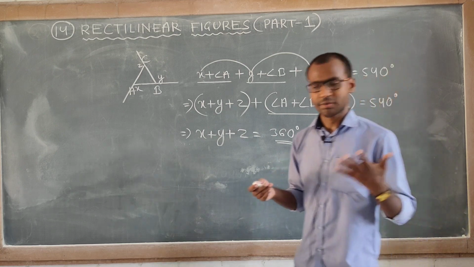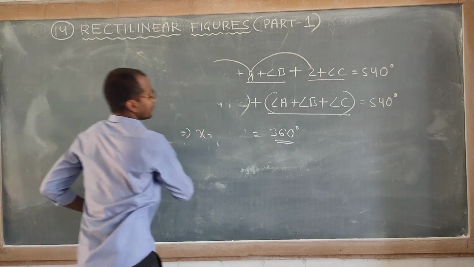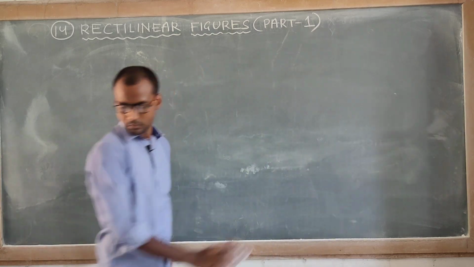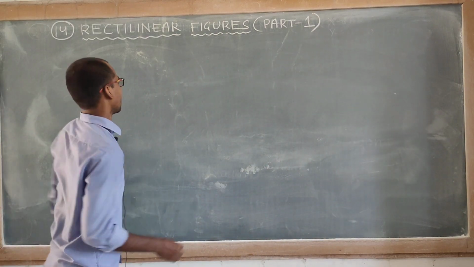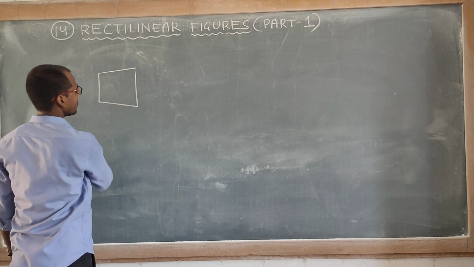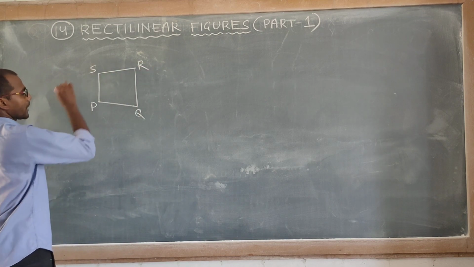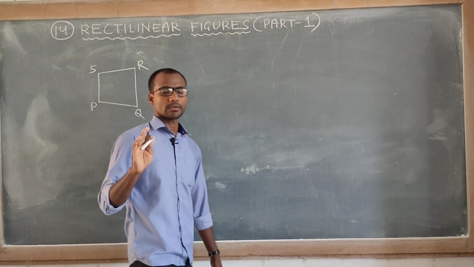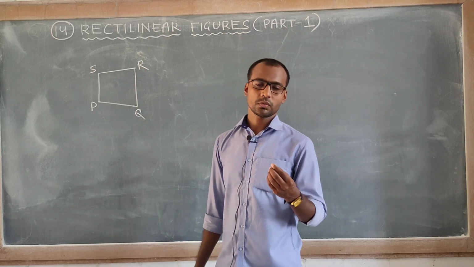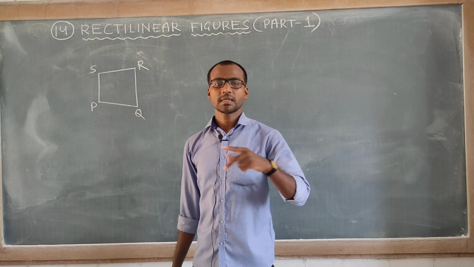Now let us move to a quadrilateral and check how much we are getting. Maybe it will increase, maybe we don't know. Suppose I am taking a quadrilateral PQRS. The sum of its interior angles will be 360 degrees. You know this from lower class, also using the formula (n minus 2) into 180 degrees. Here n is 4, so 4 minus 2 is 2, and 2 into 180 is 360 degrees.